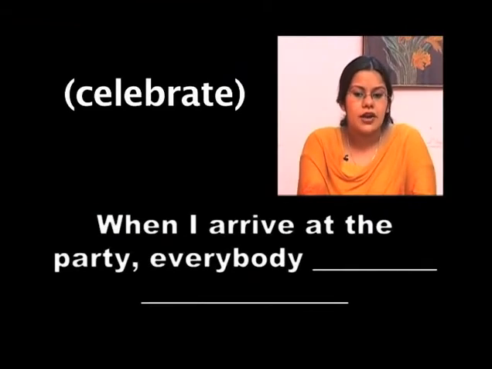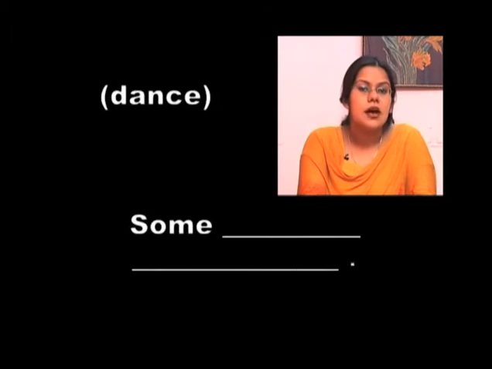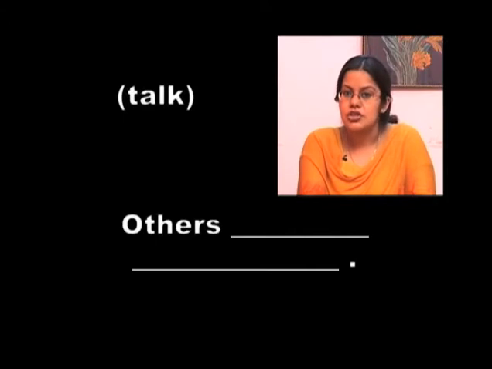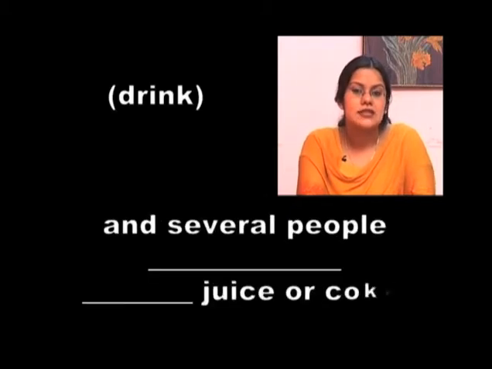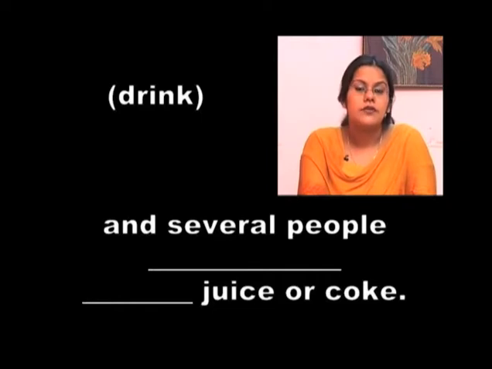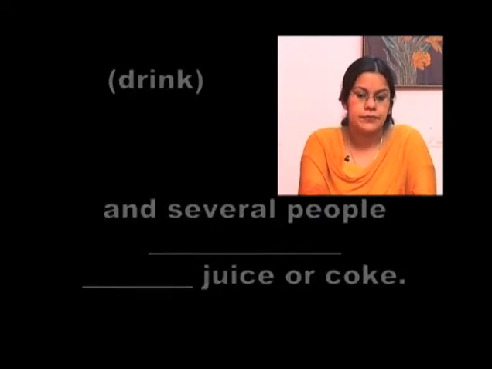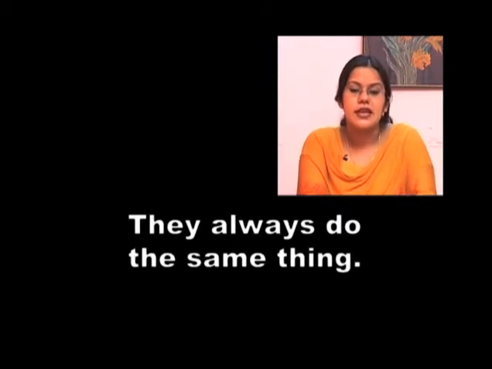I'll read out the passage to you. When I arrive at the party, everybody dash. Verb is celebrate. Some dash. Verb is dance. Others dash. Verb is talk. A few people dash. The verb here is eat pizza. And several people dash juice or coke. The verb is drink. They always do the same thing.